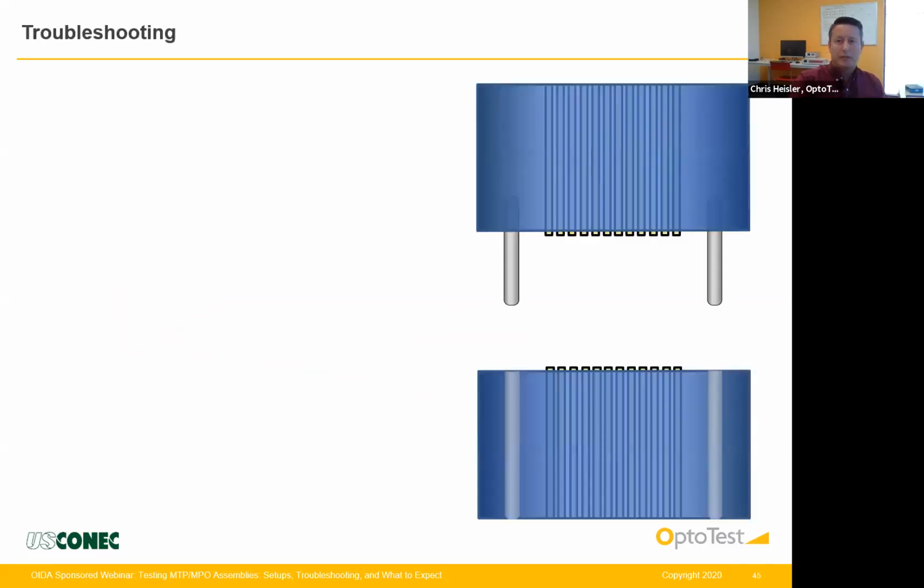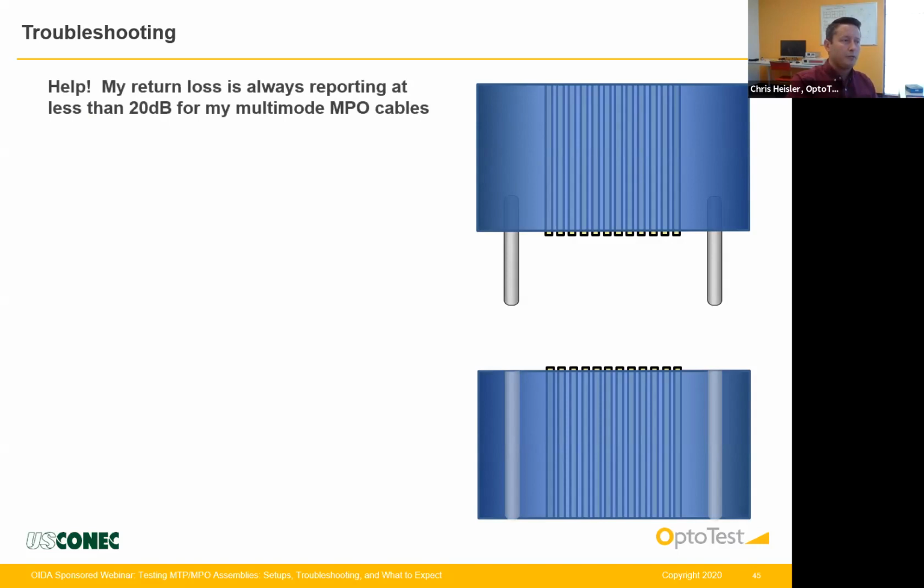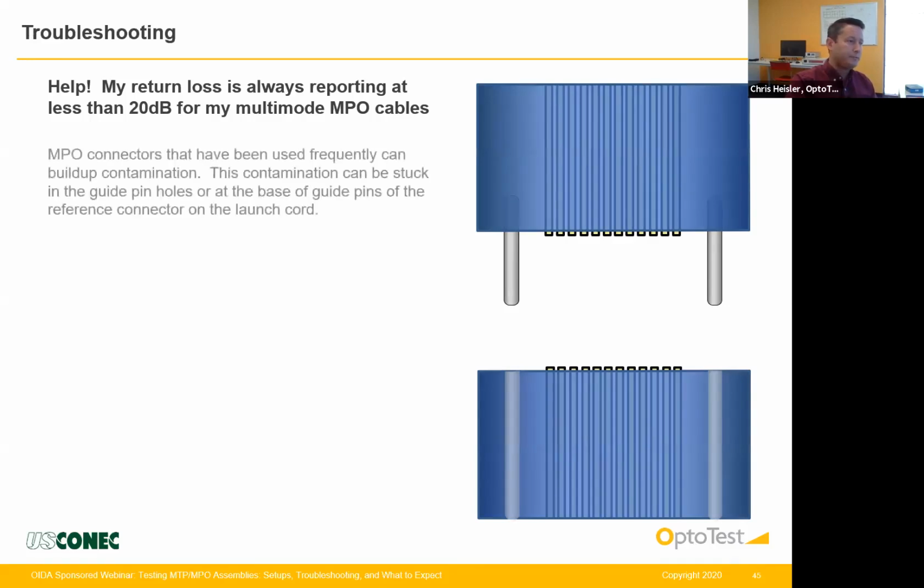Now, once you begin assembling and testing MPO assemblies, you will undoubtedly run into various issues. One of the most common issues we see with our customers is that they complain about low return loss on multi-mode MPO cables. MPO connectors that have been used frequently can build up contamination. This contamination can be stuck in the guide pin holes or at the base of guide pins of the reference connector on the launch cord.